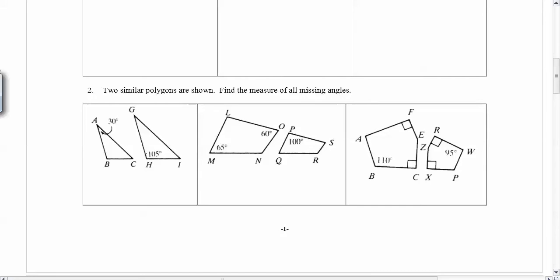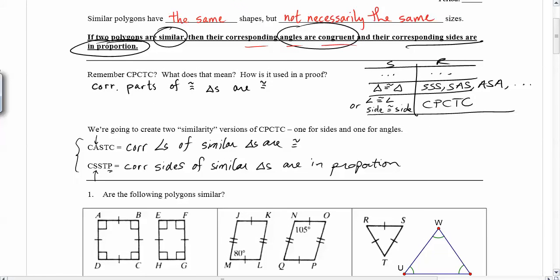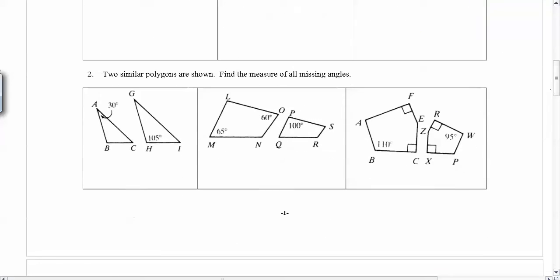So in the first one, you know that if you have similar polygons, the corresponding angles between them have to be exactly the same, right? Up here, if you have similar polygons, corresponding angles are congruent, so they're exactly the same. So in this one, you can kind of guess, well, if this one's 30, this angle right here probably goes with G over there, so this one's got to be 30. The 105 is the obtuse angle. This is the only obtuse one in the picture, so that one's got to be 105.